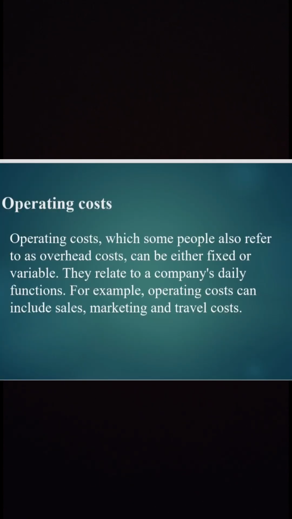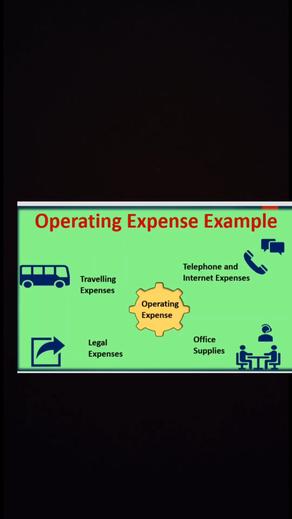Next is the operating costs. This, which some people also refer to as overhead cost, can be either fixed or variable. They relate to the company's daily functions. For example, operating costs can include sales, marketing, and travel costs.